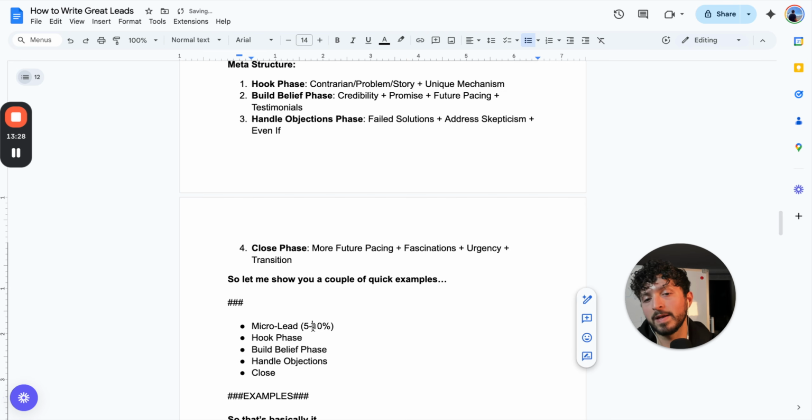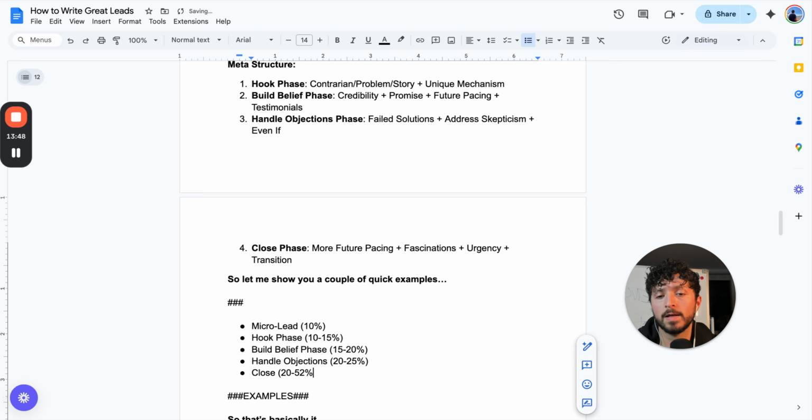So if this is maybe 10% of your lead, this will be like 10 to 15% of your lead. Build belief phase, maybe 15 to 20%. Handle objections, maybe 20 to 25%. And then the close would be 20 to 25%. Let's see if this adds up to close to 100. That's like what? 40 to 50. This is like 25, whatever. Yeah, so I'm a little bit under, so maybe I would bump this up a little bit here.